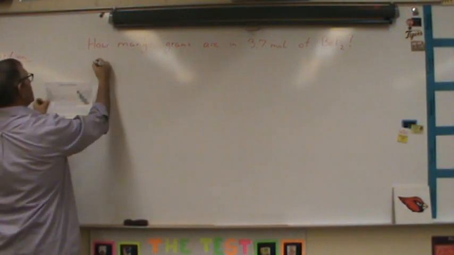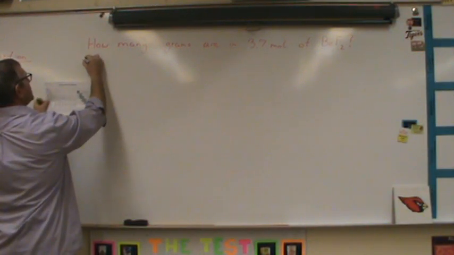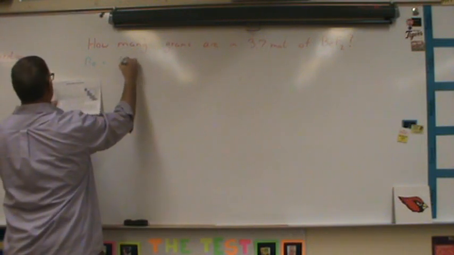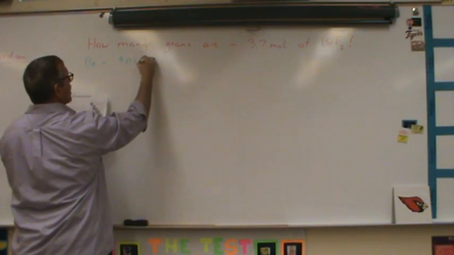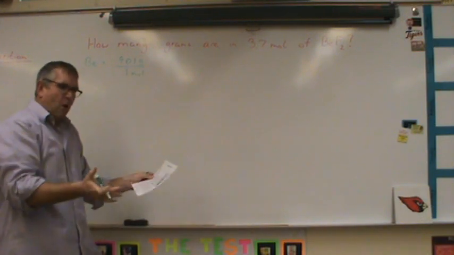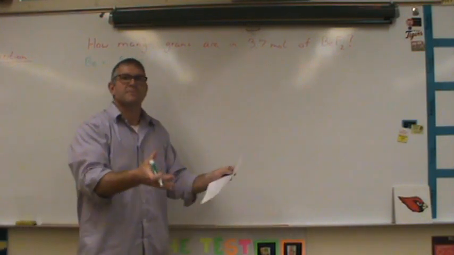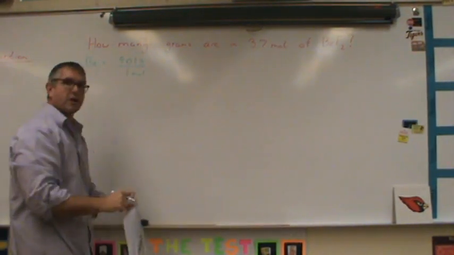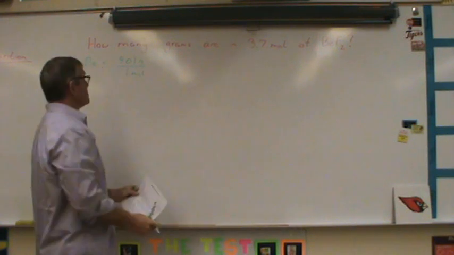So we have beryllium, which is 9.01 grams per 1 mole. That means if we had that 6.02 times 10 to the 23rd atoms of beryllium, and we put it on a scale, it's going to measure 9.01 grams. That's what that means. All right?